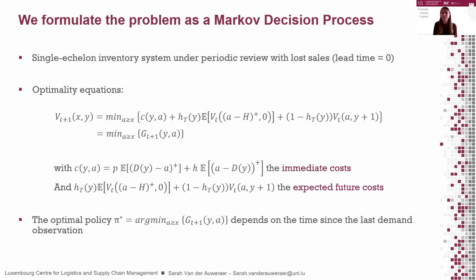What we want to do, of course, is to minimize those. And if I say minimize, well, we have 2 pieces here. We have the immediate costs. We have C that consists of penalty costs, P, and holding costs, H. But we also have expected future costs, which are related to, well, what happens after this period, after our decision, after maybe a demand occurs, maybe no demand occurs. So what we want to do is we want to find an optimal policy that will depend on the time since our last demand, so on y, that minimizes our expected future costs.